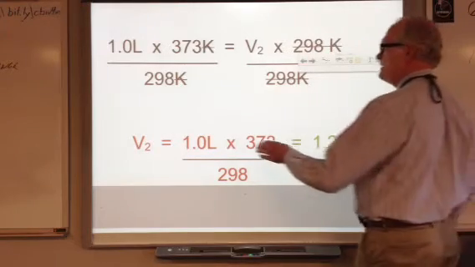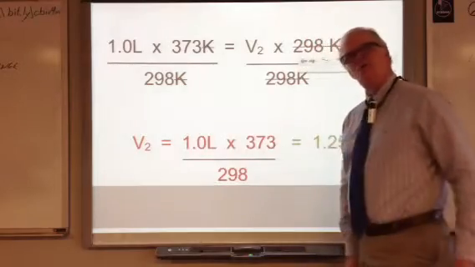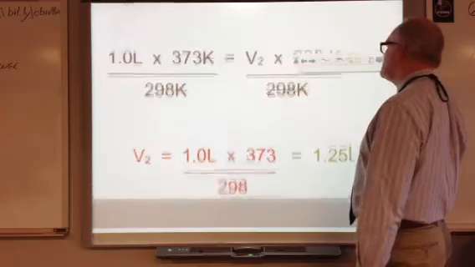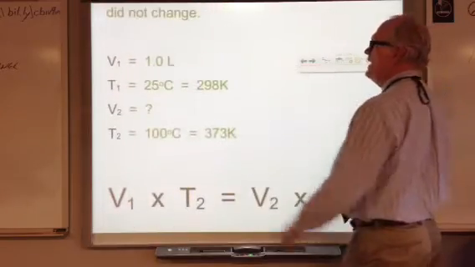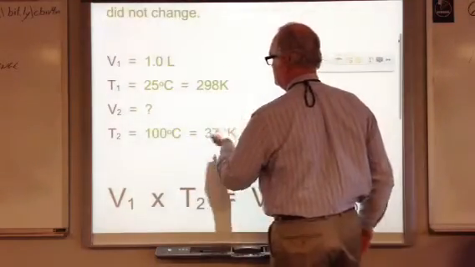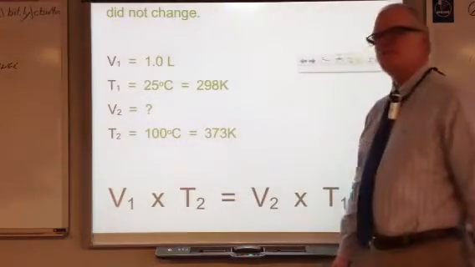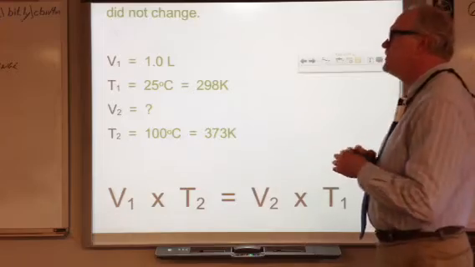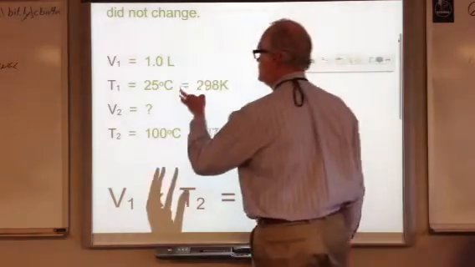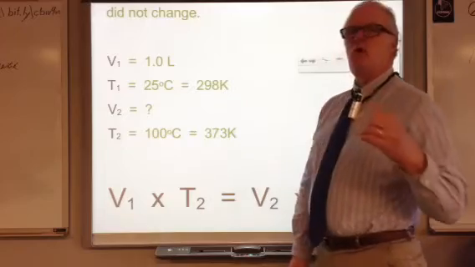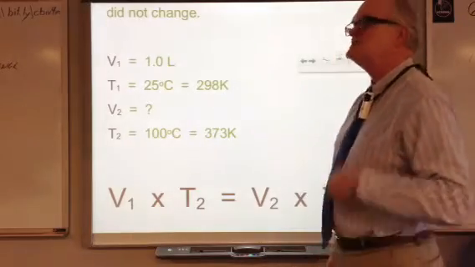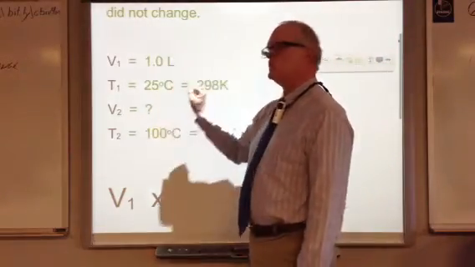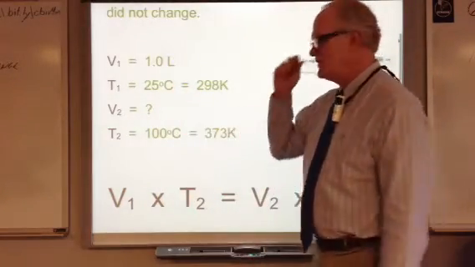So what happened to our volume? It went up. It went from 1 liter to 1.25 liters. And that's what should have happened because our temperature also went up from 298 Kelvin to 373 Kelvin. Remember we said we had to have the temperature in Kelvin to do these problems. Our volume can be in any units of measure, but V1 and V2 have to be in the same units of measure. So if we start off with a V1 in liters, we're going to get an answer for V2 in liters.